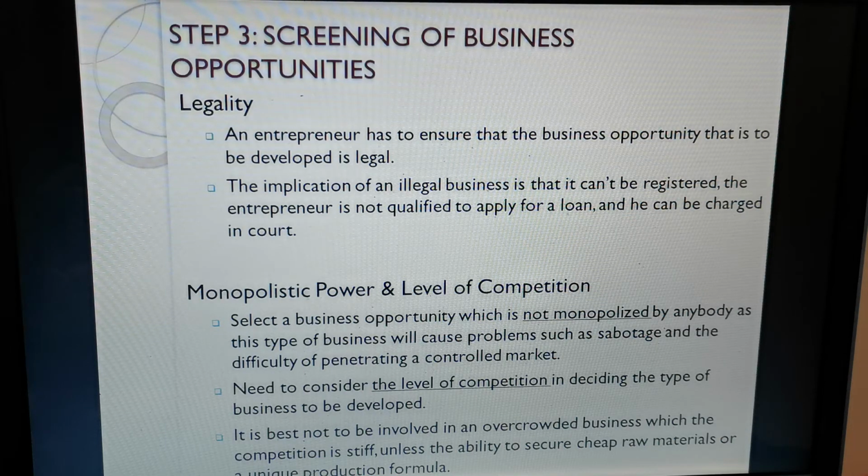You also need to consider the level of competition. Before that, you have to look around to see who your competitors are, and you decide the type of business to be developed based on the level of competition. The next one is that it is best not to be involved in an overcrowded business, where the competition is very stiff, unless you have the ability to secure cheap raw materials or perhaps cheap rental, easy access to manpower, as well as a unique production formula.